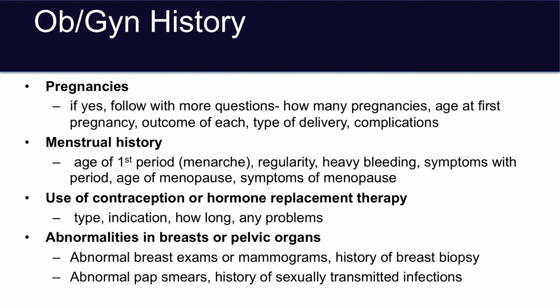Another important question to ask is whether or not they've had any abnormalities with their breasts or pelvic organs. And that could include something like abnormal breast exams, mammograms, any history of breast biopsies, abnormal pap smears, or any history of sexually transmitted infections.